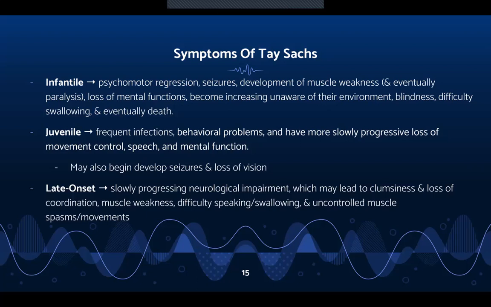For the juvenile form, symptoms include frequent infections, behavioral problems, and these individuals have a more slowly progressive loss of movement control, speech, and mental function. They may also begin to develop seizures and loss of vision. For the late onset form, the symptoms include slowly progressing neurological impairment, which may lead to clumsiness and loss of coordination, muscle weakness, difficulty speaking and swallowing, and uncontrolled muscle spasms or movements.